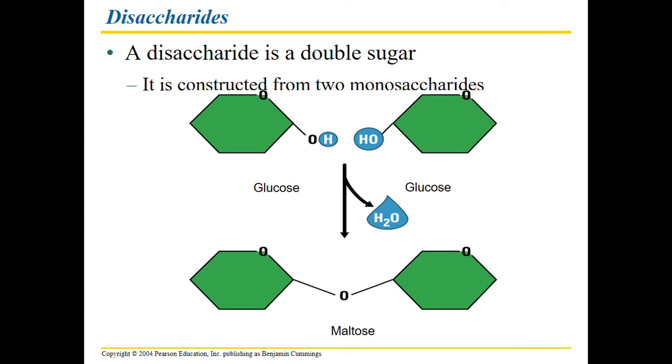So with disaccharides, we have two monomers put together. A disaccharide comes from two monosaccharides. Two sugars from two simple sugars. Glucose plus glucose in this example makes maltose. And remember what this process is called. We take the H2O, we take the water out, so it's dehydration synthesis. So take out a water to build a sugar.